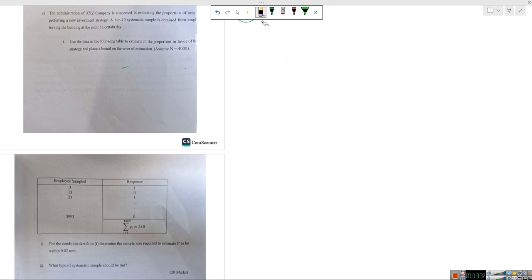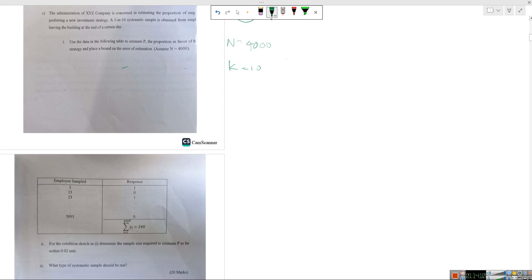So this one, the administration of XYZ company is concerned with estimating the proportion of employees preferring a new investment strategy. A 1 in 10 systematic sample is obtained from the employees leaving a building, right? So now they are telling us there is a population size of 4,000, and they want to select a 1 in 10 sample, right? So the k is 10.